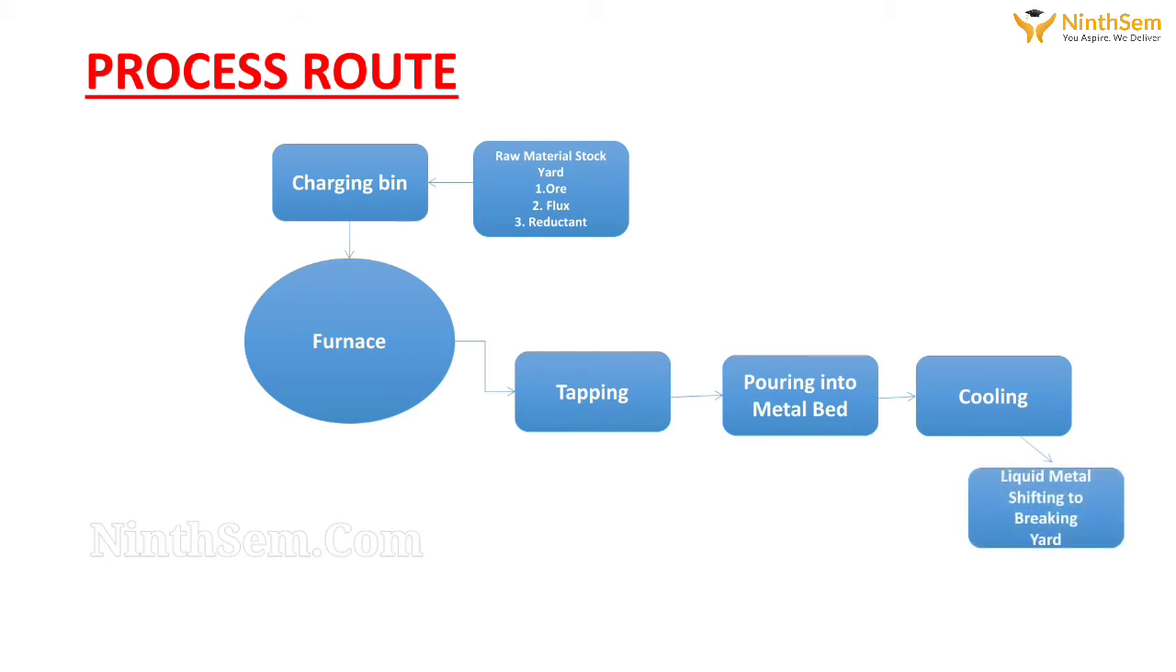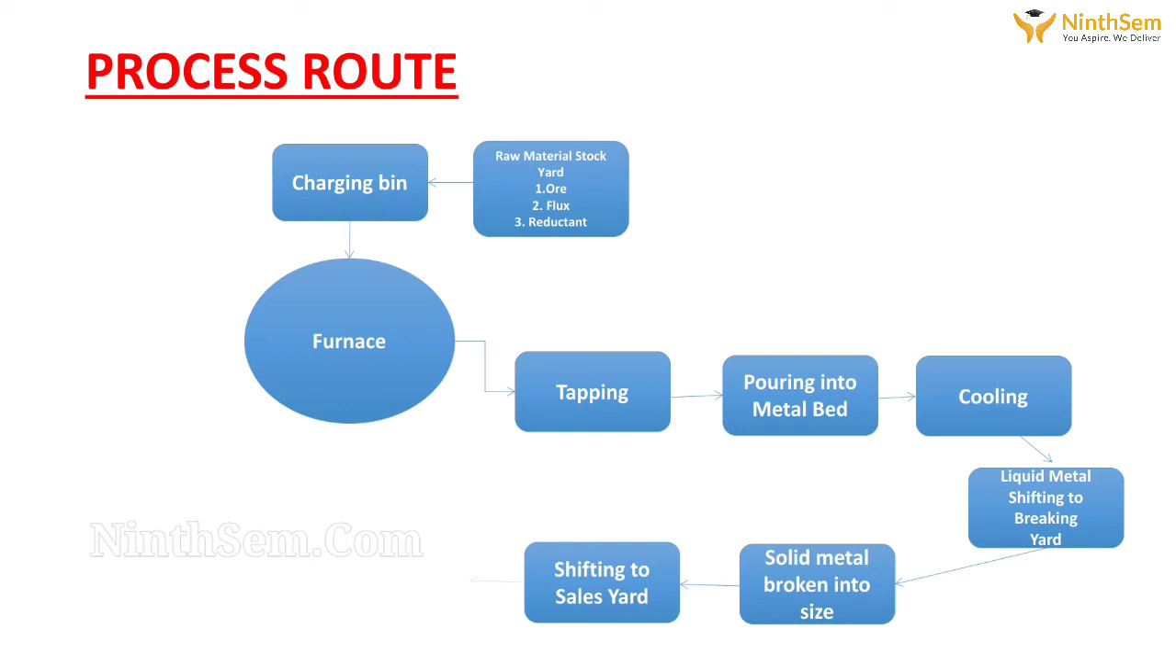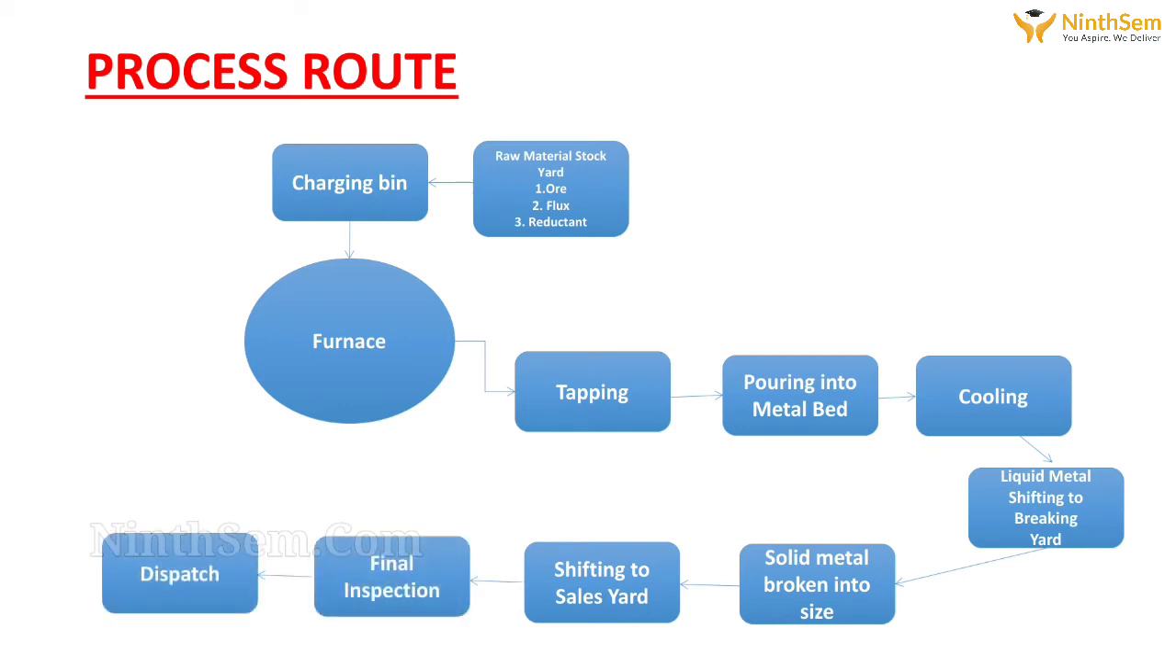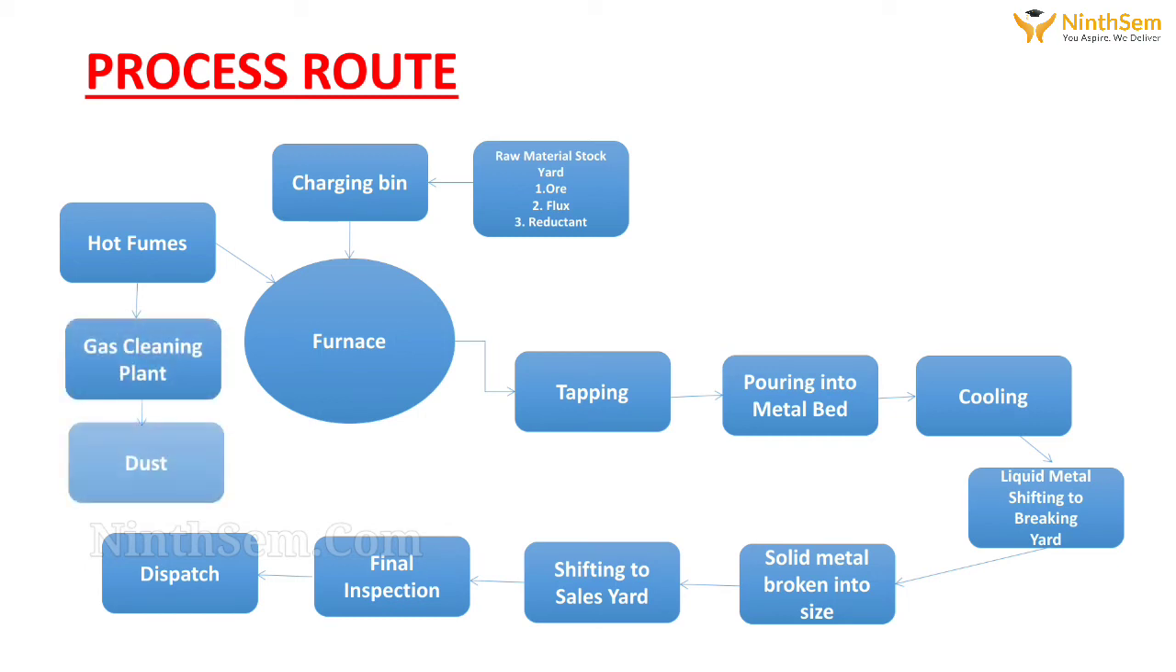Then the hard metal is shifted to the breaking yard, where the metals are broken into size, and then shifted to the sales yard. Here final inspection is done, and then the metal is dispatched. Now see the furnace. The hot fumes go to the gas cleaning plant through duct lines. Here in the gas cleaning plant, the refined air is released to the atmosphere and the dust is collected, and the collected dust is reused.